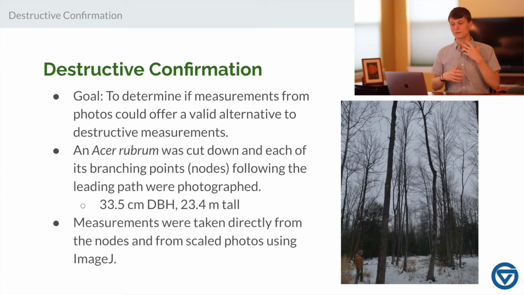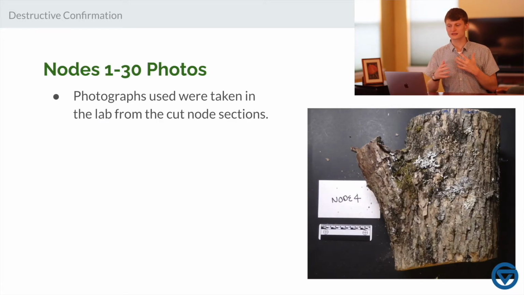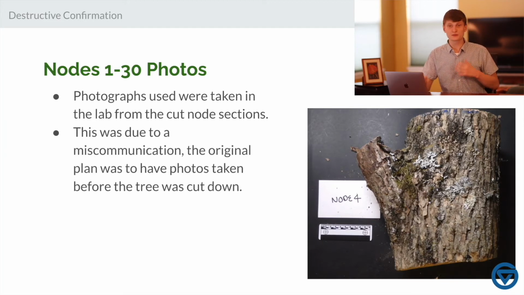And then we compared measurements that were taken directly, physically from the nodes, and that we took from the photographs using ImageJ. Now the photographs that we used were taken in the lab from cut node sections, and there's an example photo there on the right. And this was due to a miscommunication. The original plan was to have those photos taken before the tree was cut down. And it's a bummer that didn't happen.